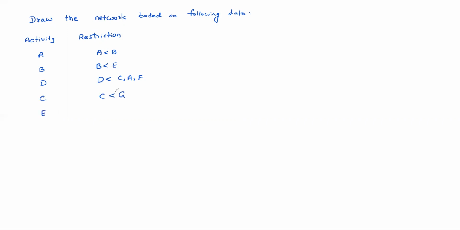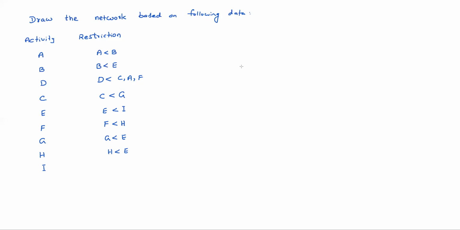E activity: restriction is E less than I. F activity: F must be before H. G activity: G must be before E. H activity is before E. Final activity I, there is no restriction for I. That means that must be the last activity. So based on this, we need to draw a network.